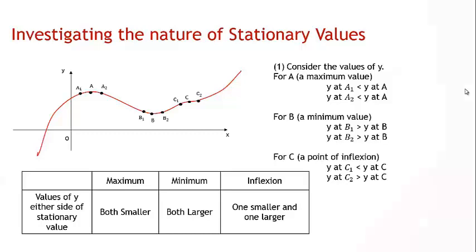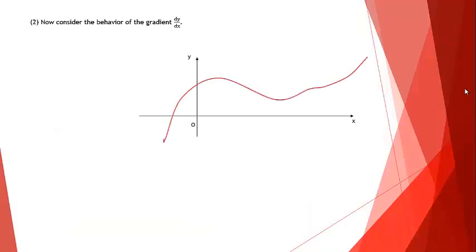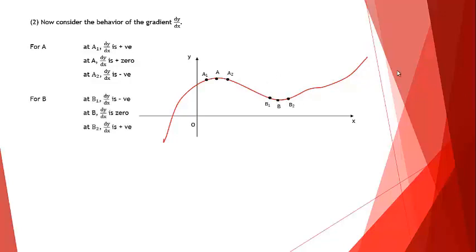Now let's consider the behavior of the gradient dy by dx. For a, at a1, dy by dx is positive, at a, dy by dx is 0, and at a2, dy by dx is negative. For b, at b1, dy by dx is negative, at b, dy by dx is 0, and at b2, dy by dx is positive. For c, at c1, dy by dx is positive, at c, dy by dx is 0, and at c2, dy by dx is positive.